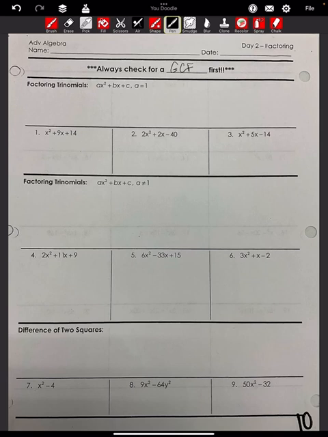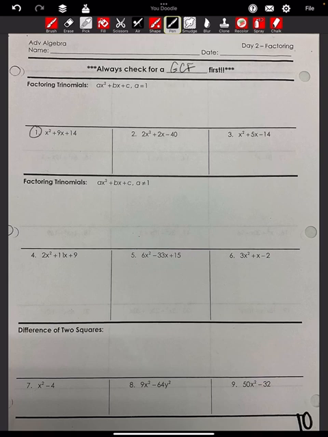So the first type of factoring we're going to talk about is factoring trinomials where our A or our leading coefficient is positive 1. All right, so again, we're going to do a couple of examples and just follow along with me on this. All right, so let's start with number 1. All right, so we have x squared plus 9x plus 14.